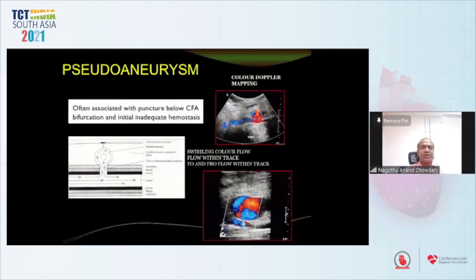Now, coming to pseudoaneurysm, how do you diagnose them? Ultrasound is the most easily accessible modality for diagnosing these pseudoaneurysms. A Doppler scan will show an abnormal dilatation of the blood vessel in the groin, with swirling of blood within it and to-and-fro flow of blood within the neck. That indicates a pseudoaneurysm.